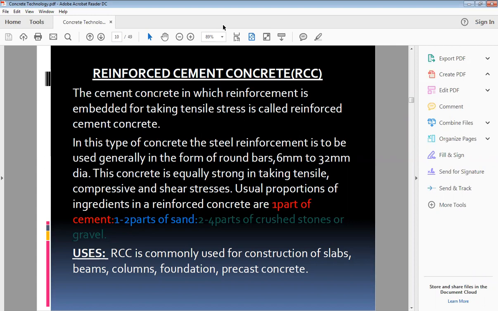Precast concrete means concrete which is already constructed, manufactured at a particular site or factory, then brought to the construction site. As you see in flyovers and bridges, these deck slabs are directly transferred onto the abutments or piers.